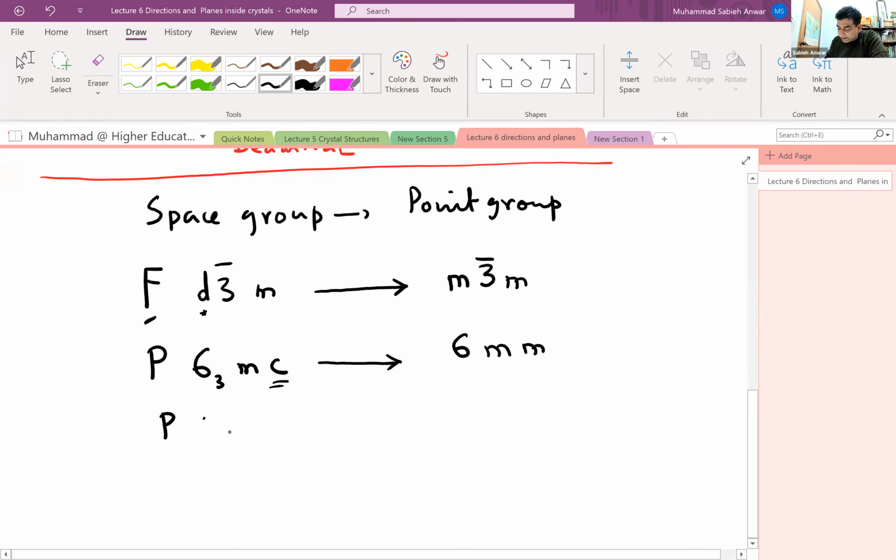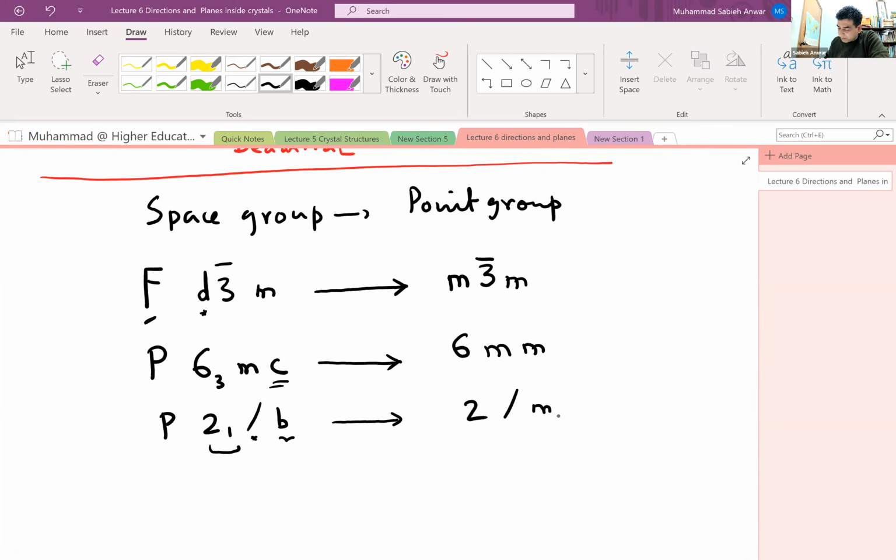Likewise, if you had the monoclinic P 2 sub 1 forward slash b. Now 2 sub 1 is a screw axis. You replace it simply by 2. This symbol remains, the perpendicular symbol goes as it is, and the b glide plane becomes a mirror plane. So you get the monoclinic point group 2 forward slash m, and so on. So by looking at the space group, you can tell what the point group of a crystal is.